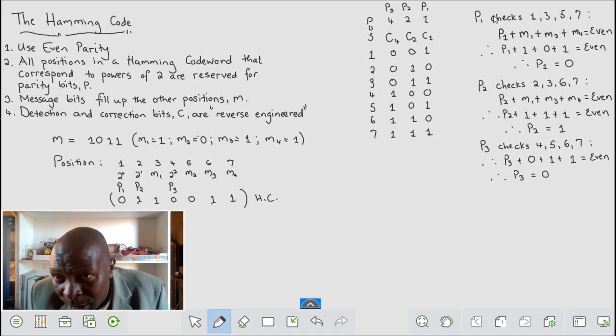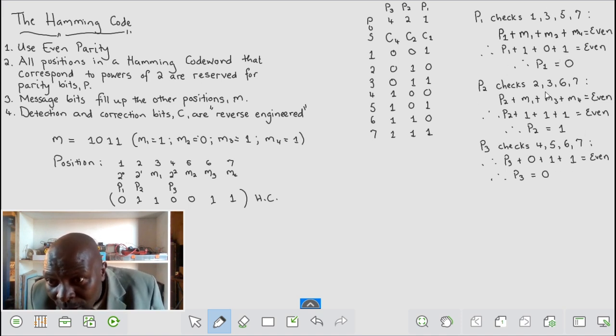Now, look at this. P1 checks 1, 3, 5, and 7. P2 comes and double checks 3 and 7 again. So you can see that data is not protected only by 1 bit. If you come here, you can see that 6 and 7 are protected again. So you've got more protection. P1 is the only one that protects position 1, and P2 is the only one that protects position 2. But if you look at position 3 now, it's protected by 2 of them.